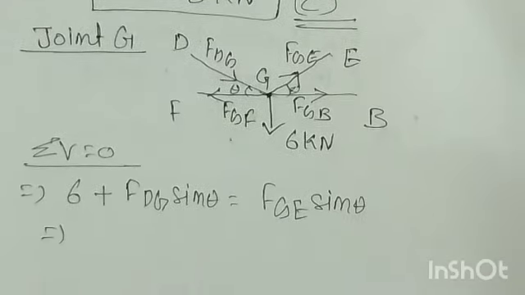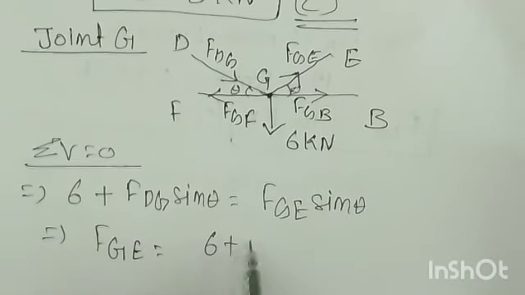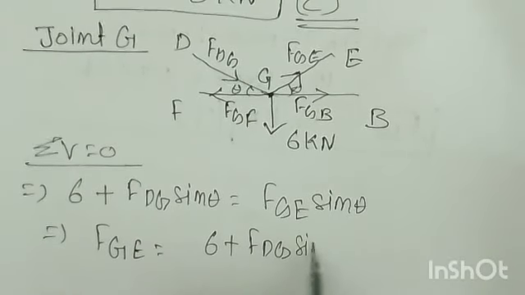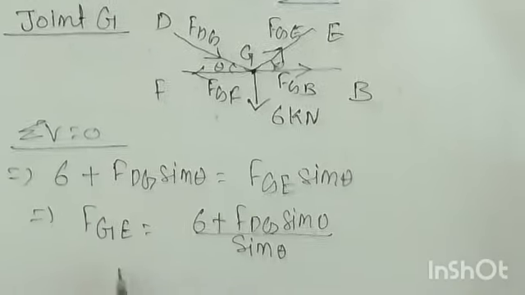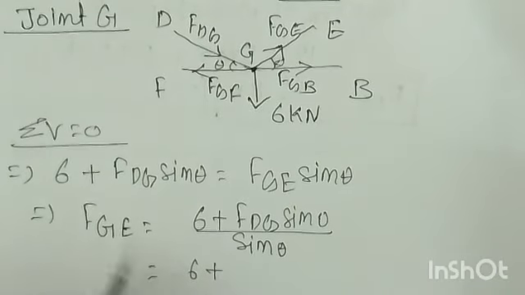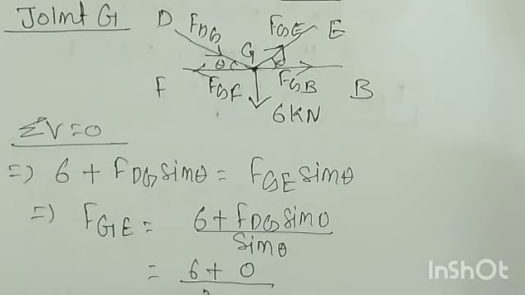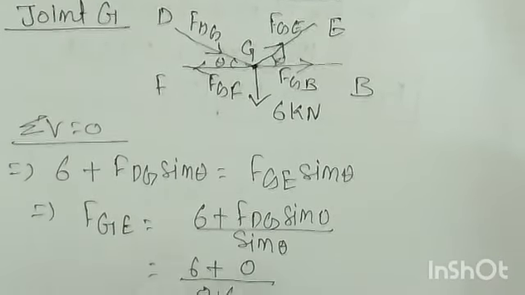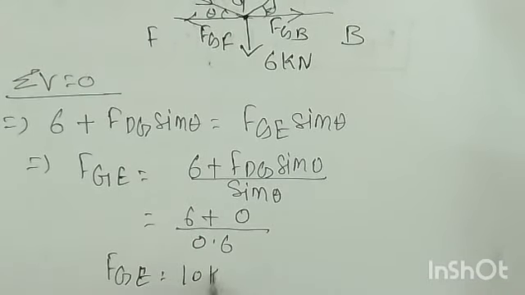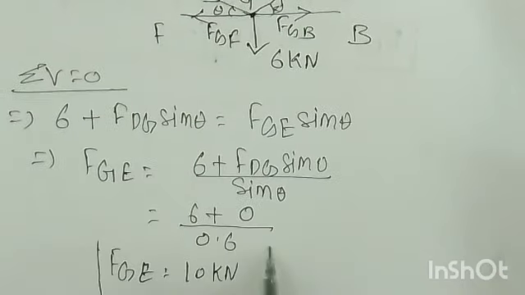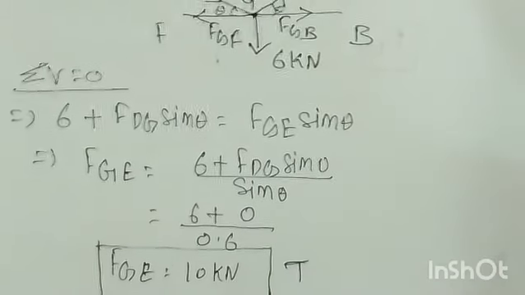Now, we need to find out the FGE only. So FGE is equal to what? That FGE is equal to 6 plus FDG sine theta by sine theta. Okay, so you have a 6 plus FDG we already calculated. What is 0? So nothing will happen. So it is what? 0.6. So it will be 10 kilonewton will come. That is FGE is equal to 10 kilonewton. And FGE is the tensile. So this is the T, right?